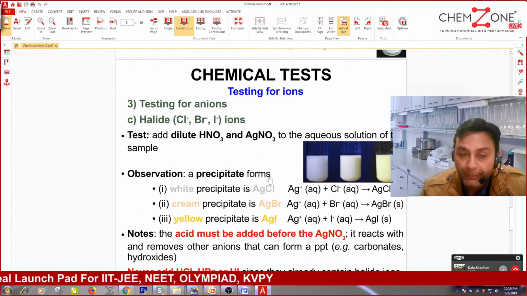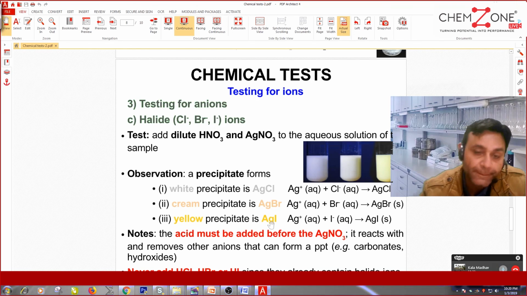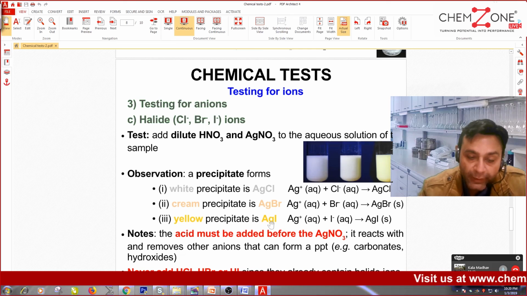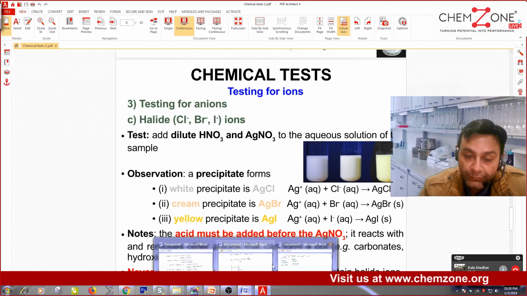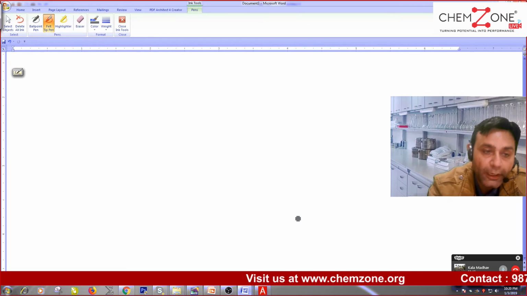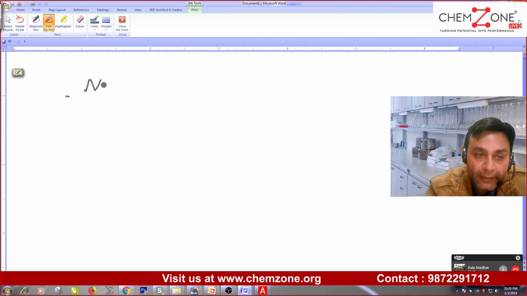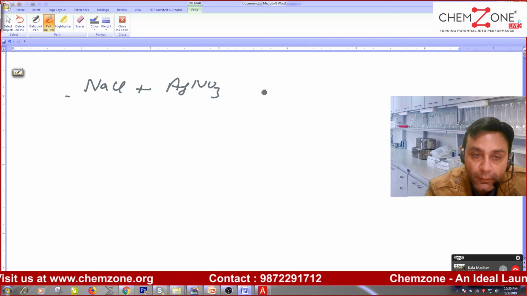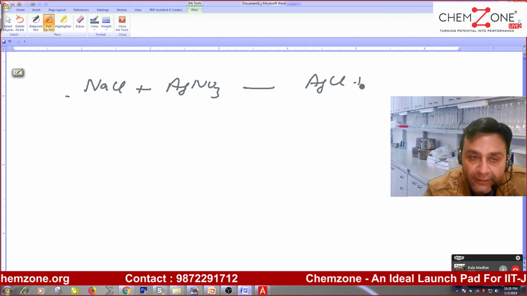Chloride, bromide, and iodide can be tested by reacting with nitric acid and AgNO3. If you get a white PPT, it means AgCl; creamish, AgBr; yellow, AgI. Suppose I have a salt of sodium chloride. I treat it with silver nitrate. Then what will I get? I will get a white color PPT of AgCl.